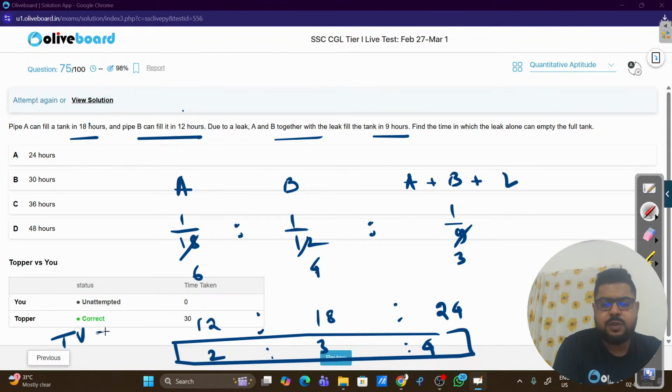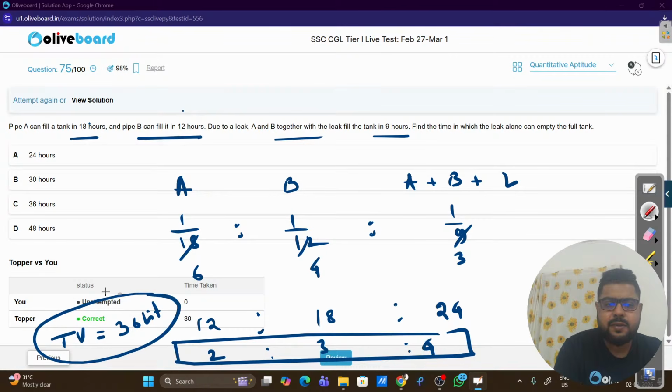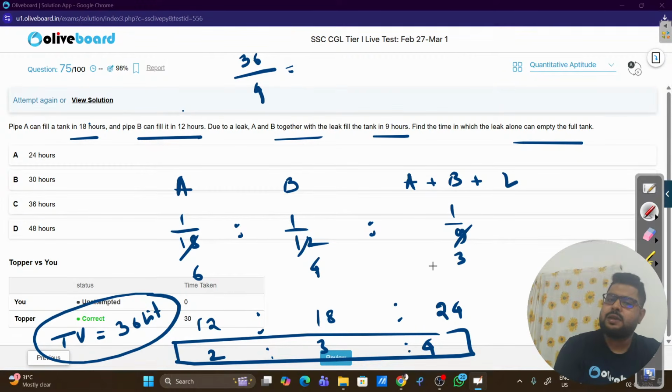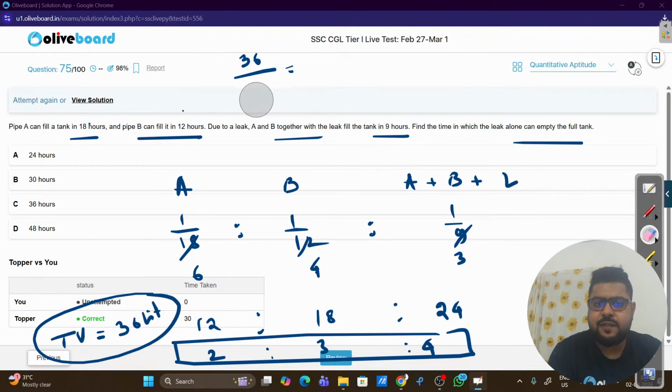Total volume will be how much, sir? 2 into 18, that is 36 liters, let's take. Done. Now, 36 liters will now be emptied by leak alone, meaning 4 liters a minute. Now that means it will take how much? Achha, sorry, not 4. Extremely sorry. Dekho, kya ulta. Now, what is the efficiency of the leak? That only I have to figure out.